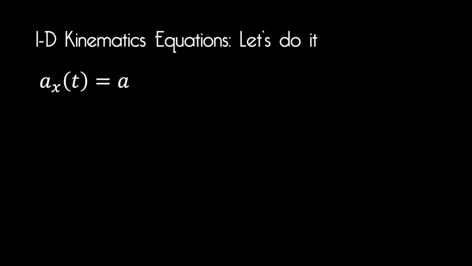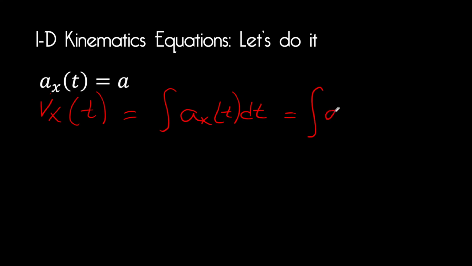Okay, so let's actually do that. If I tell you that you have an initial acceleration a in the x direction, and I want to know the velocity in the x direction, I would do one integral. So I would say v of x as a function of time is equal to the integral of this acceleration, the function overall, with respect to time, which is the same thing as the integral of this constant value a, or a times t plus a constant.